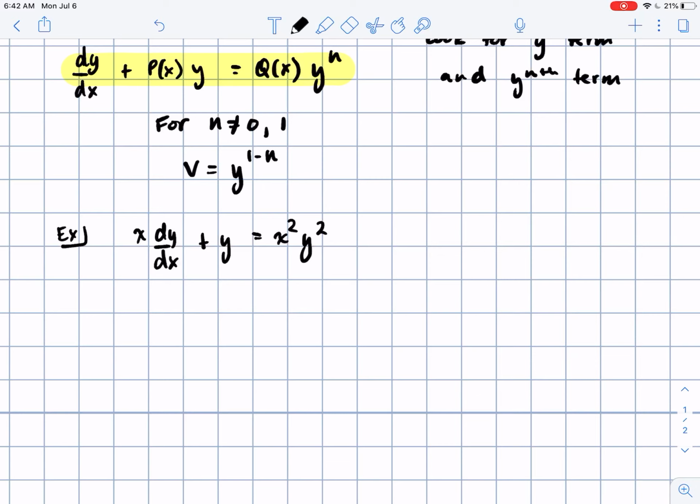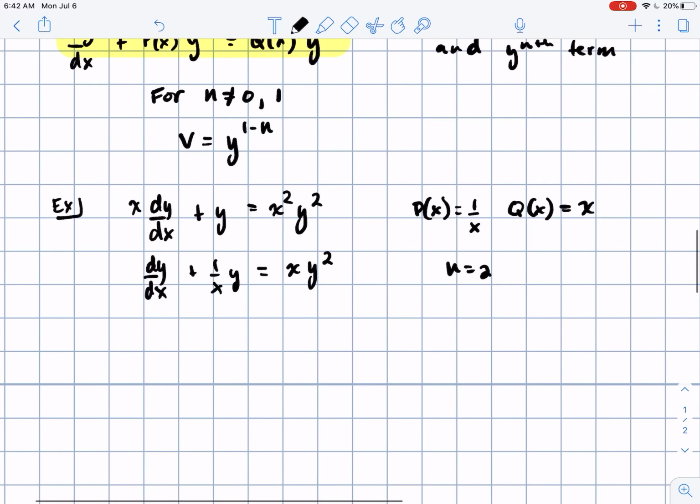So I'm going to divide everything by x: dy/dx plus (1/x)y equals x y squared. Now I do have it in this form, and you can see our p of x here would be 1 over x, our q of x would be x, and our n is 2.